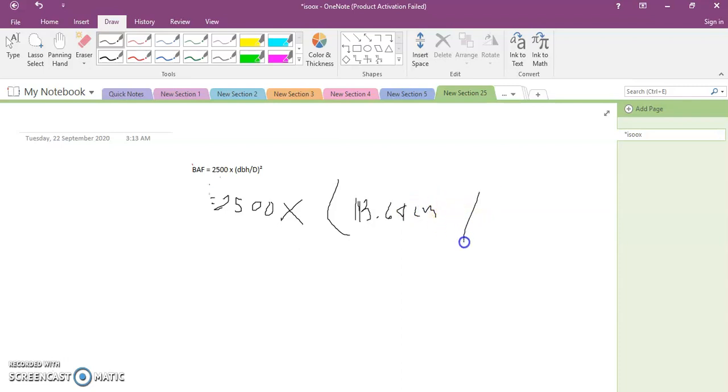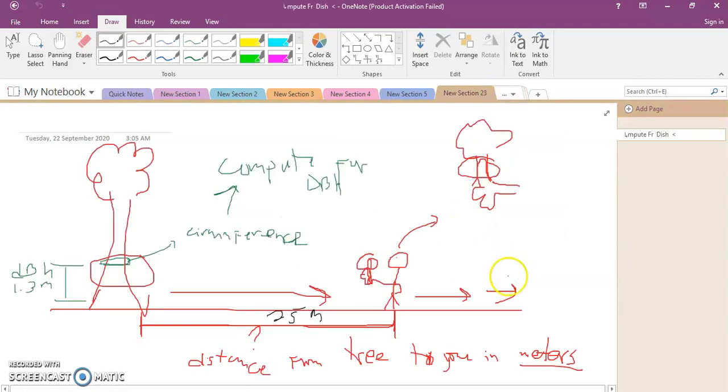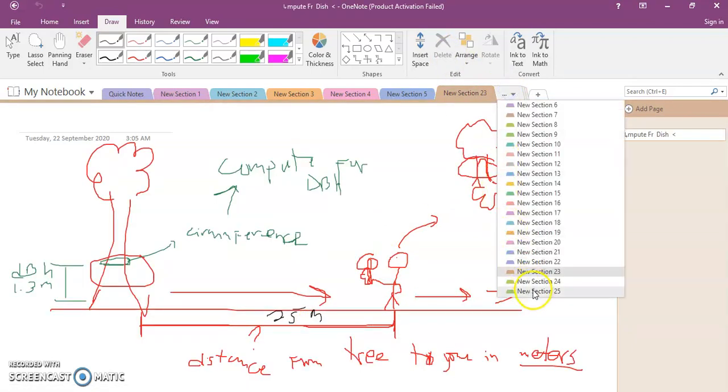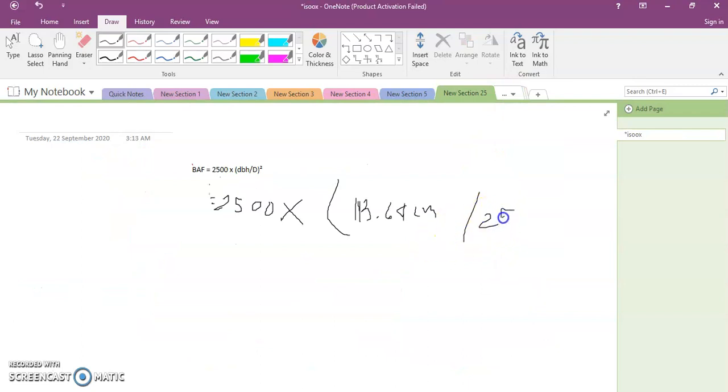centimeter divided by distance, we have 25 meters. We have 25 meters squared. Now the problem with this formula is you have different units of measurement. You have here centimeter and we have here meter. So you need first to convert centimeter into meter.